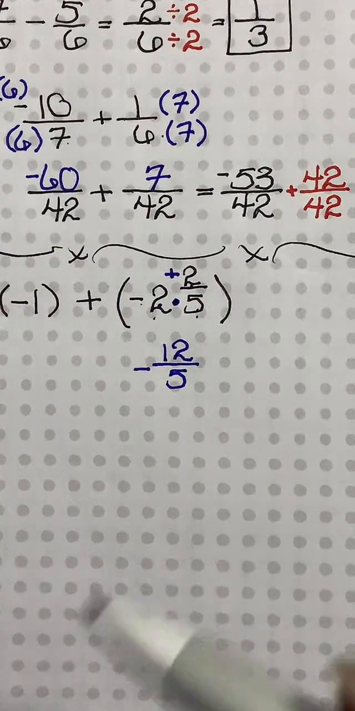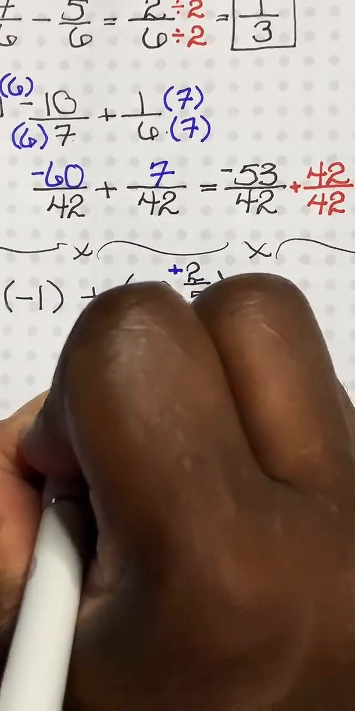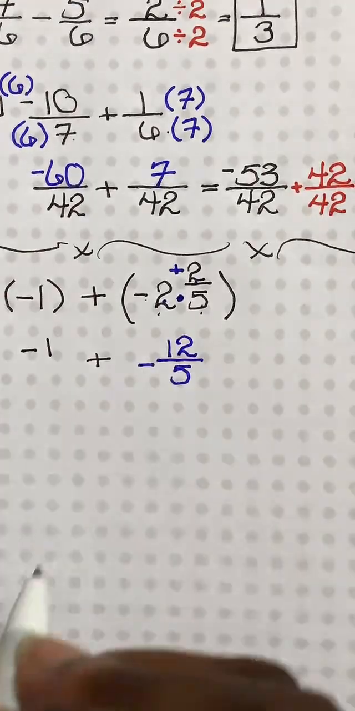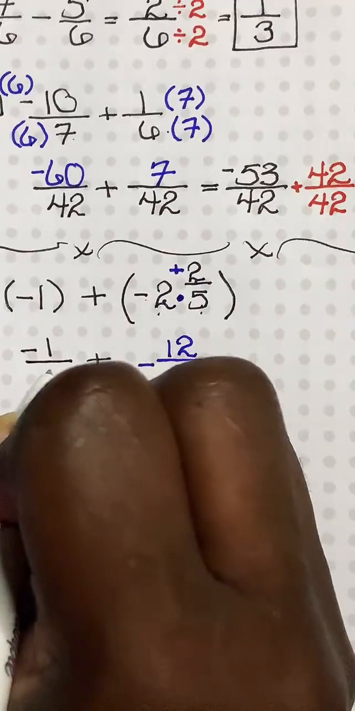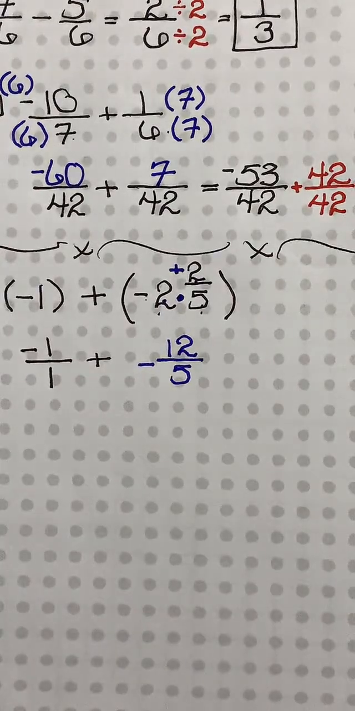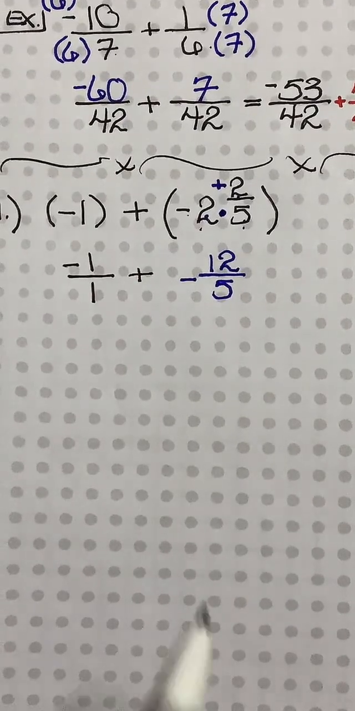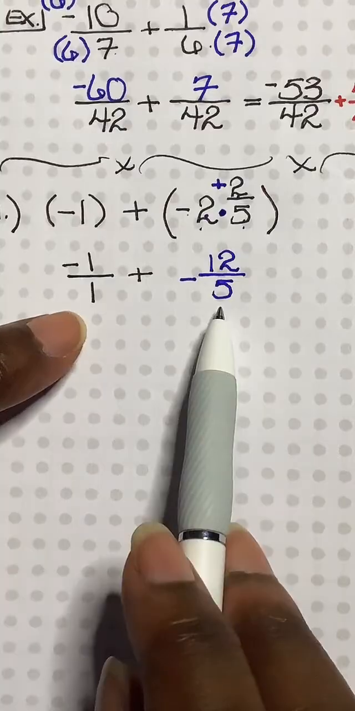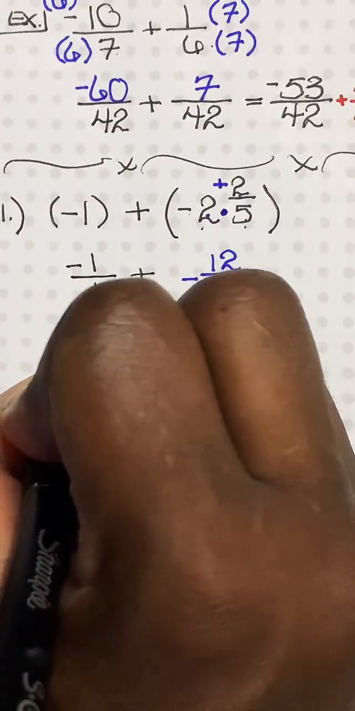Okay, that makes sense. Now, plus, we're going to have this negative 1, the whole number. Anytime you have a whole number, put it over 1. Make it into a fraction. So now we can do what we were doing earlier. We need to have a common denominator. In this case, our common denominator should be 5s.